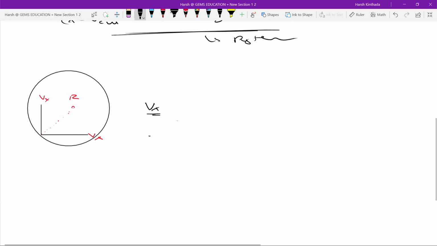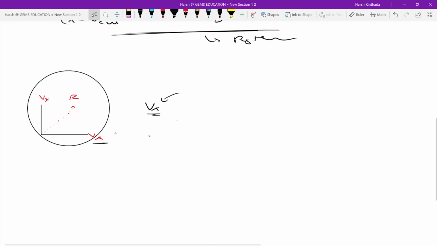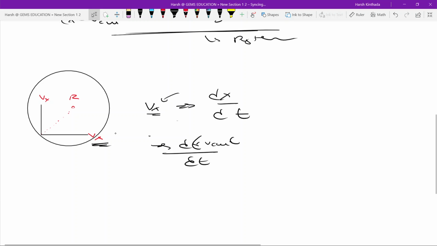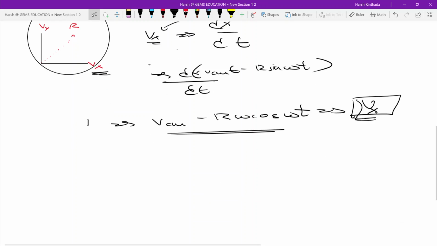So what will Vx be? Vx is basically the differentiation of point x, and the distance of point x is given over here. So all we have to do is differentiate this, and it would give us the velocity of x, which will be dx by dt. Differentiating VCM t minus r sine omega t gives us VCM minus r omega cos omega t, which is equal to the velocity of point x. This is what we have.